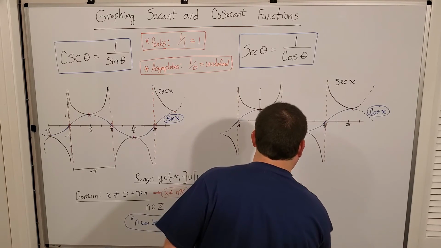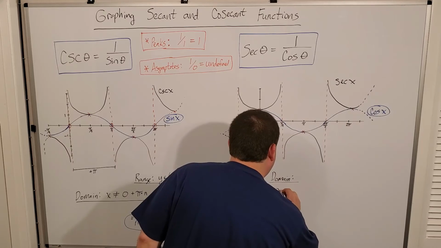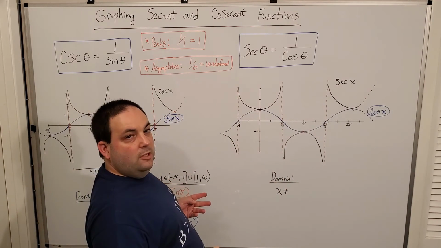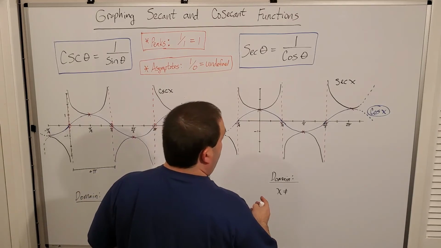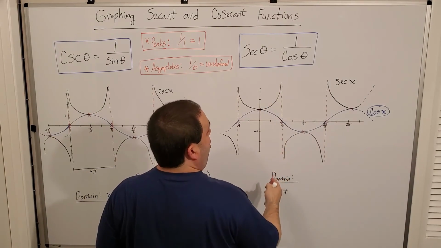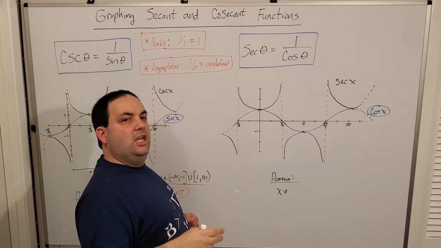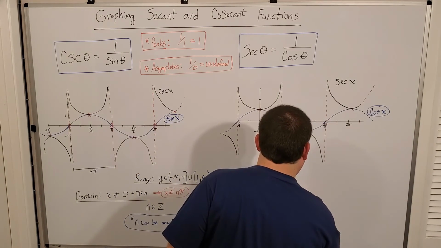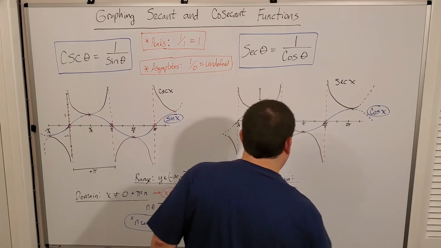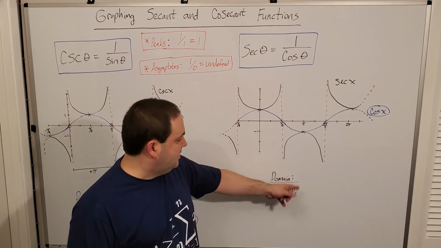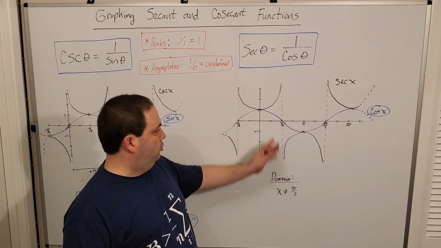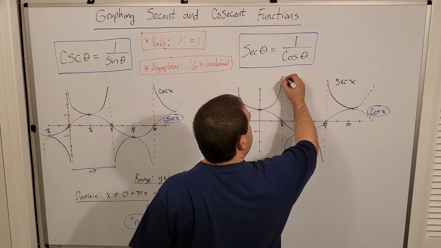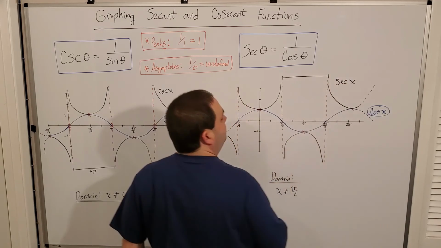Let's do the domain on secant now. The domain, remember we start with x cannot be, and just pick. It doesn't really matter which one you pick. You just need one of them to start as, this is my beginning asymptote. I'm going to pick pi over 2. And this is a true statement. X cannot be pi over 2. Correct.